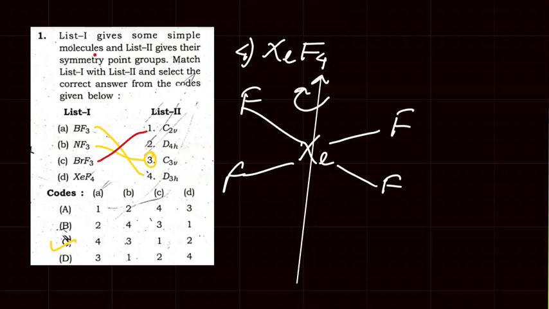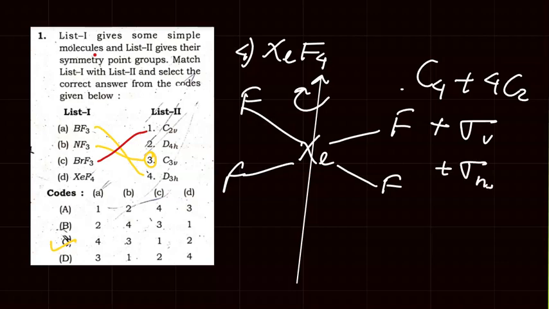So that means there is a C4 axis. Along with that, four C2 axes are present, which will be perpendicular to this principal axis of symmetry. And along with that, we have got sigma v planes. Okay, and along with that, we have also got a sigma h plane for this molecule.